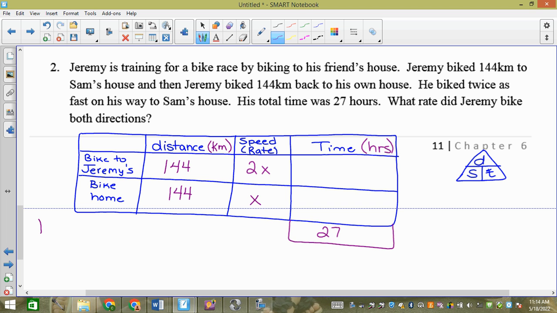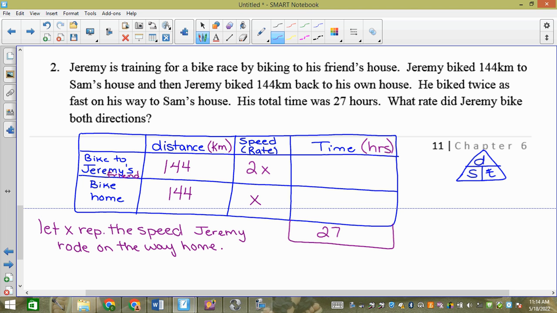Now we'd have to do a let statement. So we'll say, let x represent the speed Jeremy rode on the way home. Oh, training, that's really slow. All right.